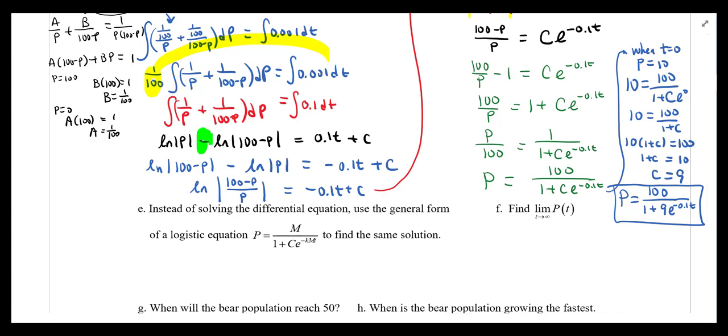Now, remember how I gave you that equation earlier? I said, yeah, you could have just forgotten all that stuff and just memorized the equation. And if you did that, you just plug it in. So instead of solving the differential equation, can we use the general form and just plug in the numbers? Well, M, I think, was 100, yes. And then 1 plus c e to the negative k t, what was the k value? Yeah, sorry, the negative k, so negative 0.001 times M, which was 100, times t. And yeah, I would have got the same thing, right? P equals 100 over 1 plus c e to the negative 0.1 t.